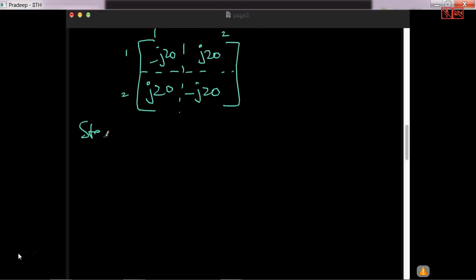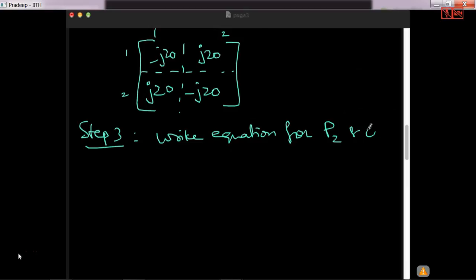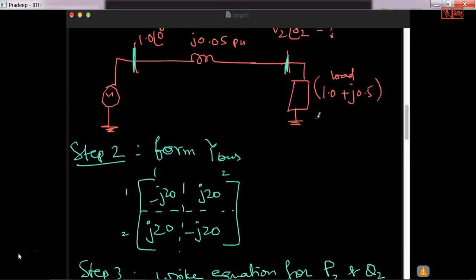Now step 3, write equations for P2 and Q2. Because P2, Q2 is given to you. So what is P2? Minus 1.0. What is Q2? Minus J 0.5, because actually it is 0.5 itself. P2, Q2 are the power injected into the bus, but because this is a load, I have to give the minus sign. So I hope you remember this part.